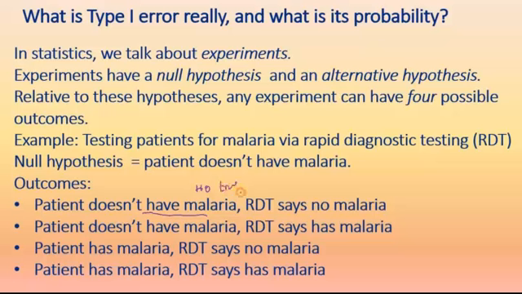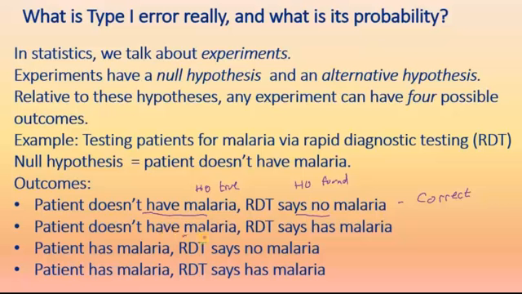And also, RDT says no malaria, so this says H0 is found. So this is a correct result. So we'll just call this correct. Okay, so it's really true that H0 is the case, and the test has found that H0 is true. So the test has functioned properly, we'll call this correct.